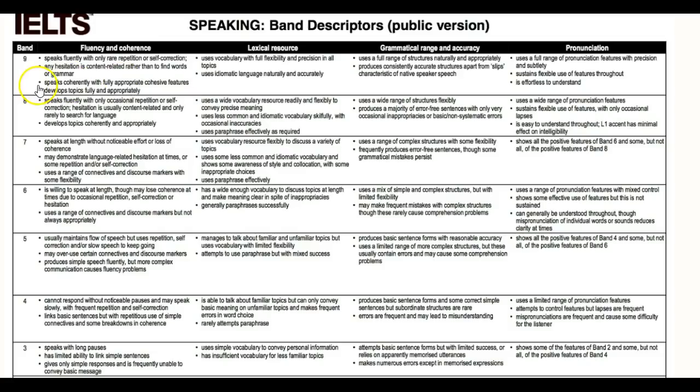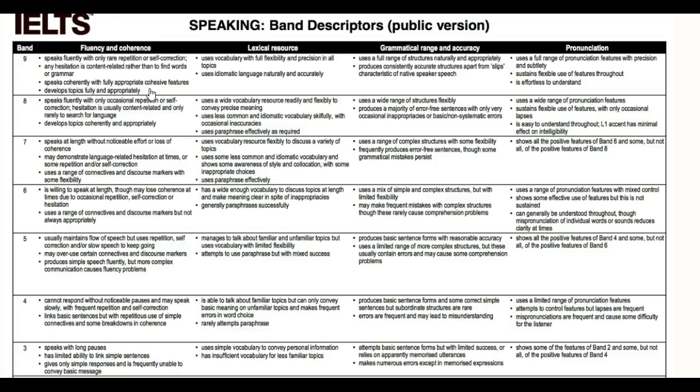Now, this is really interesting too. Develops topics fully and appropriately, so you're not going off on a tangent. If they ask you an abstract question like you usually find in part 3, you are answering it on topic, it is coherent, it makes sense, you extend, you fully answer the question, so it's a conversation that flows like it would with any proficient speaker of English. All right, so that's what's happening with a band 9.